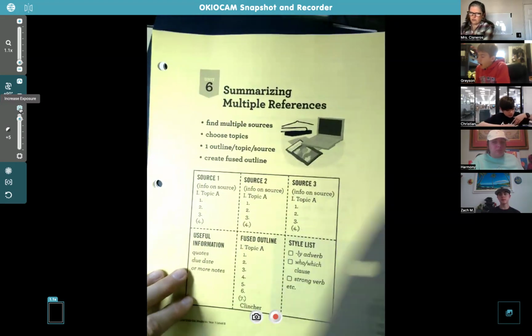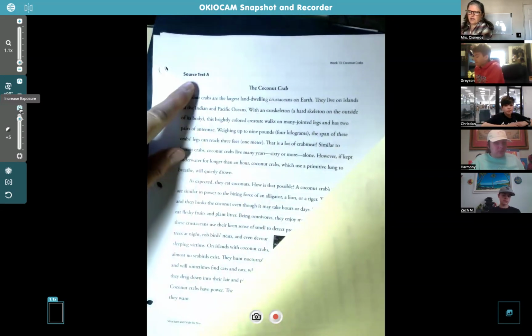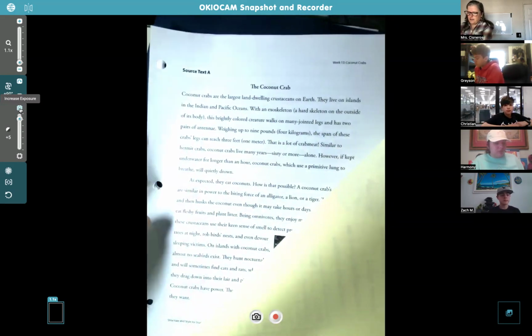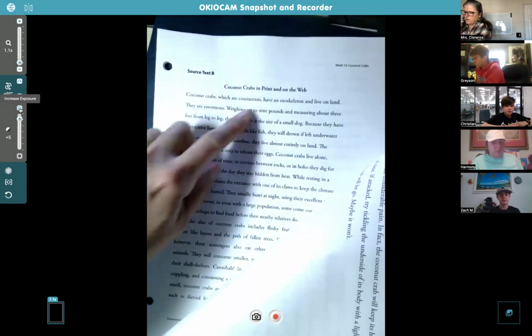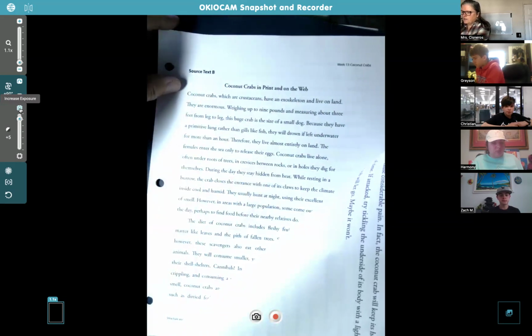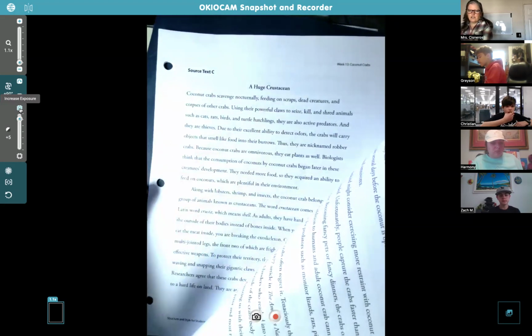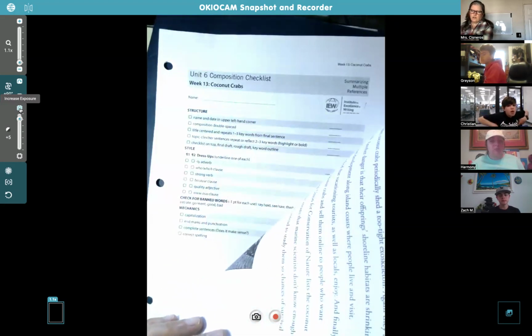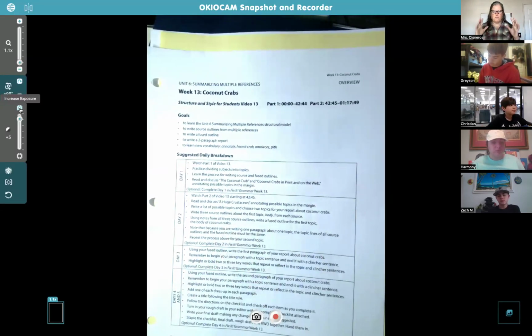So if you just look through these pages a little bit, that first one says the coconut crab. It says source text A. And then if you keep going, the next one says source text B, coconut crabs in print and on the web. And then you see another one, source text C, a huge crustacean. And then you've got your checklist here. So that's why this has so many pages, because we've got more than one article that you're going to use. It's like a research paper.